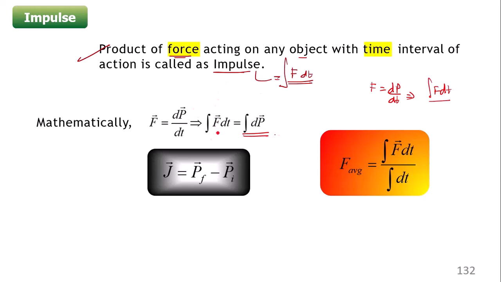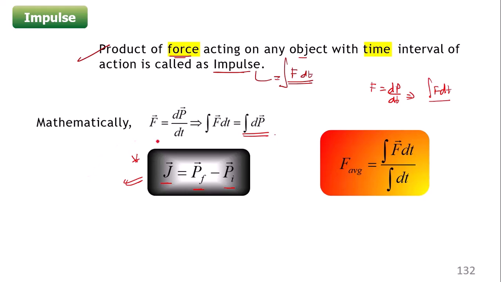So impulse is written as J. J is the impulse, and that is nothing but p final minus p initial. P final is the final momentum and p initial is the initial momentum. If we know the initial and final momentum, then how the momentum is being changed is affected by the J number.